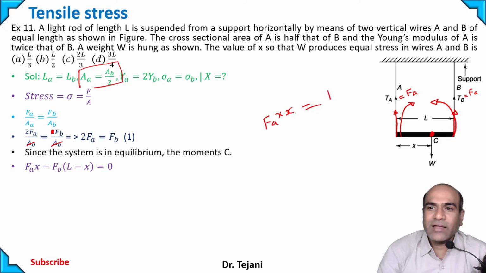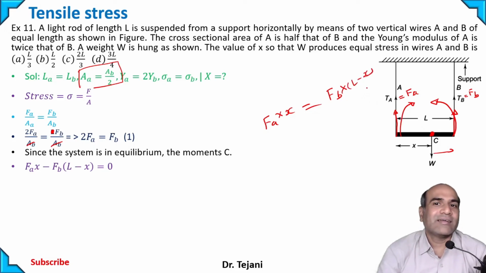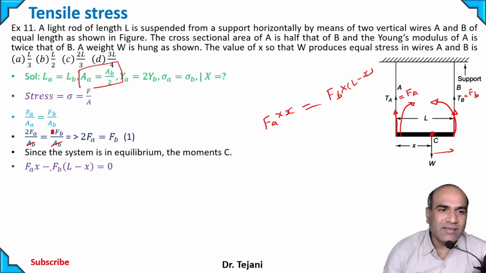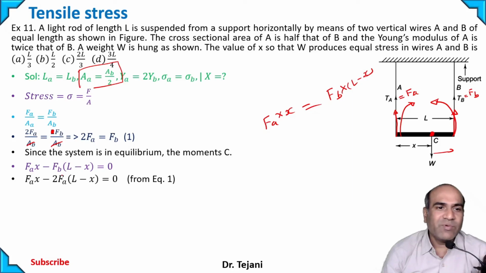So what happens? This is FB, multiplied by distance. What is the distance? This distance. So can I say L minus x? So mention here FA x minus FB (L minus x) is equal to 0. So we are taking moment. We already learned this, how to take moment. FB L, can we say FB is equal to FA? Yes or no? Yes. So we can remove this.